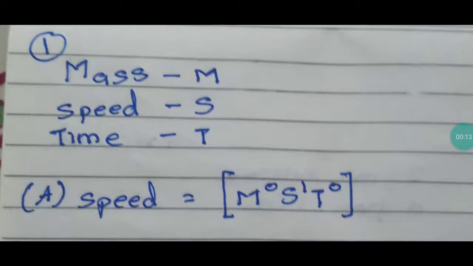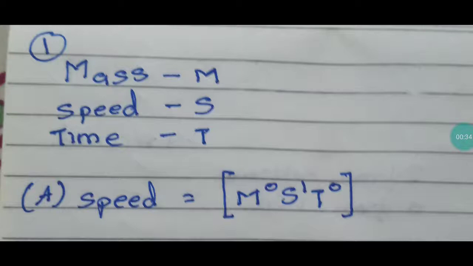In some part of the universe, mass is represented by m, speed by s, and time by t. So these three alphabets m, s, and t represent the physical quantities which those aliens might be studying. The first question is about speed. Now it is very simple.